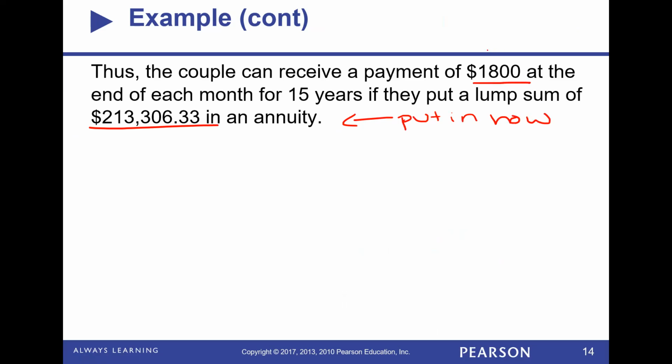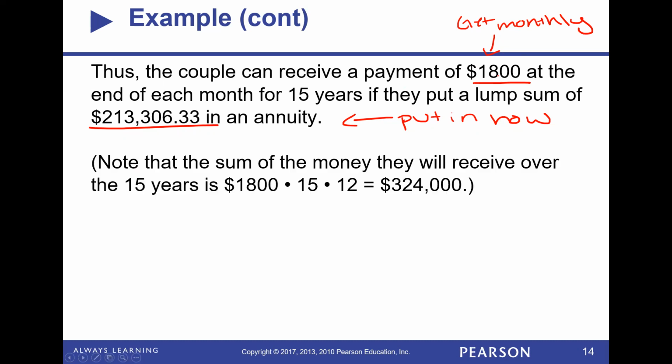But this is how much they're going to get monthly. Say they did this in January, and starting February, they started getting monthly payments. This is what's super cool to see: technically, the amount of money they're going to receive over the next 15 years, if I take $1,800 times 15 years of monthly payments, is $324,000.